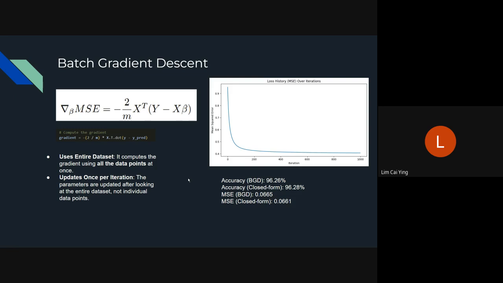You can see on the right we have the loss history graph for the mean square error over all the iterations. We can see that our models for the batch gradient descent and the closed form perform very similarly at the end of the iterations. Next slide.